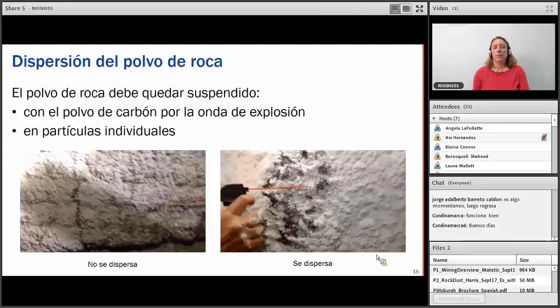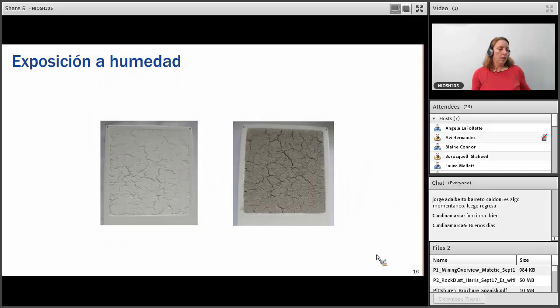These two examples are side by side in the same entry. When rock dust that's not treated is exposed to moisture, it will cake. These two examples are two different rock dusts that were exposed to moisture and then dried, and they show the difference from exposure to moisture.